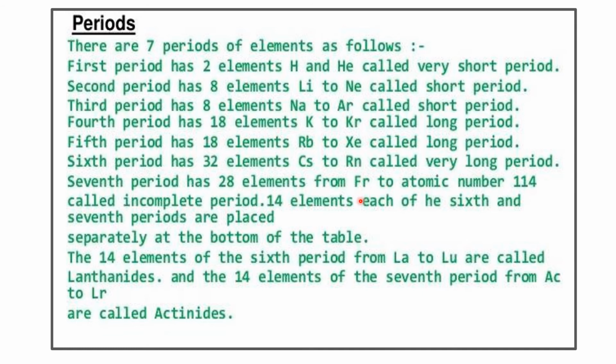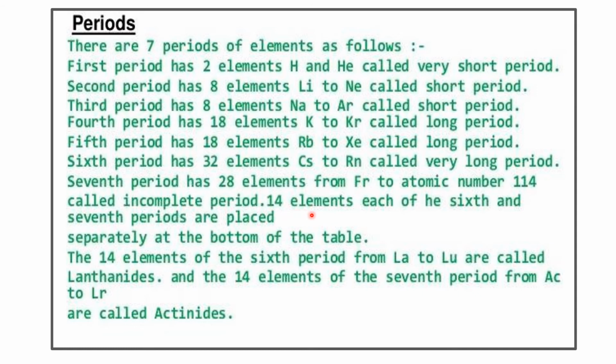Then what about seventh period? Seventh period has 28 elements from francium to atomic number 114, but still it is incomplete period. So here seventh period has at present 28 elements from francium, and this seventh period is called an incomplete period because as time passes, new elements are being discovered and they are added into the modern periodic table. So at present the existing 114 elements are arranged in the seventh period. Till 114 elements are arranged into the 7 periods, and the seventh period is known as incomplete period.